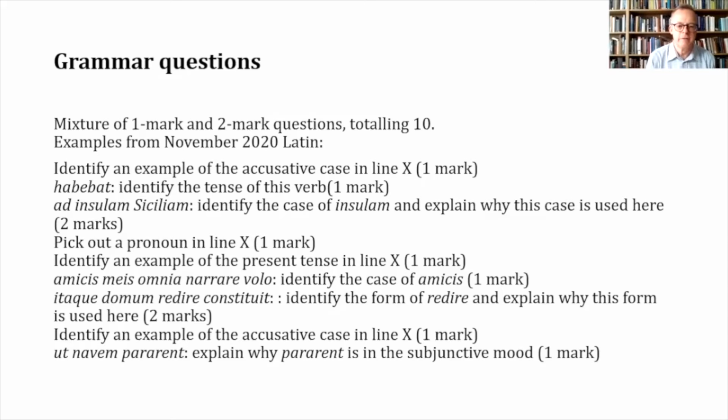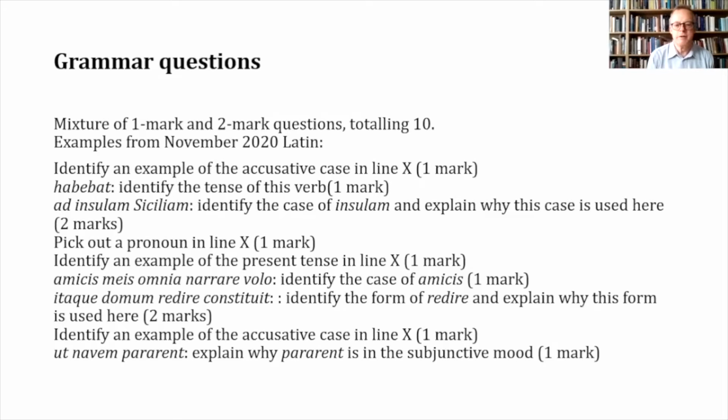Pick out a pronoun, identify an example of the present tense, a quote, a phrase from the passage, and then say why it's, I mean, what case it's amicis. It doesn't say why there, it just says what it is, just need to say it's dative. The next one, though, a 2 marker again, identify the form of redire and explain why this form is used here. Those ones identify the form, not every time, obviously, but quite often it's an infinitive that they will use for that sort of a question.